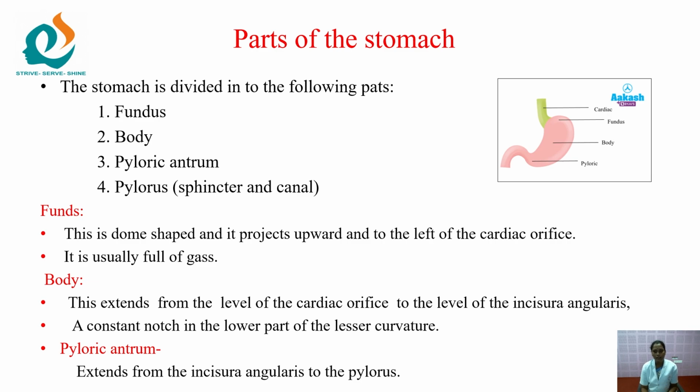The upper part of the cardiac orifice is the fundus. It usually contains gas and is an elevated portion. Then the body extends from the level of the cardiac orifice to the level of the incisura angularis, a consistent notch in the lower part of the lesser curvature. The body is present below the fundus. Then the pyloric antrum extends from the incisura angularis to the pylorus.